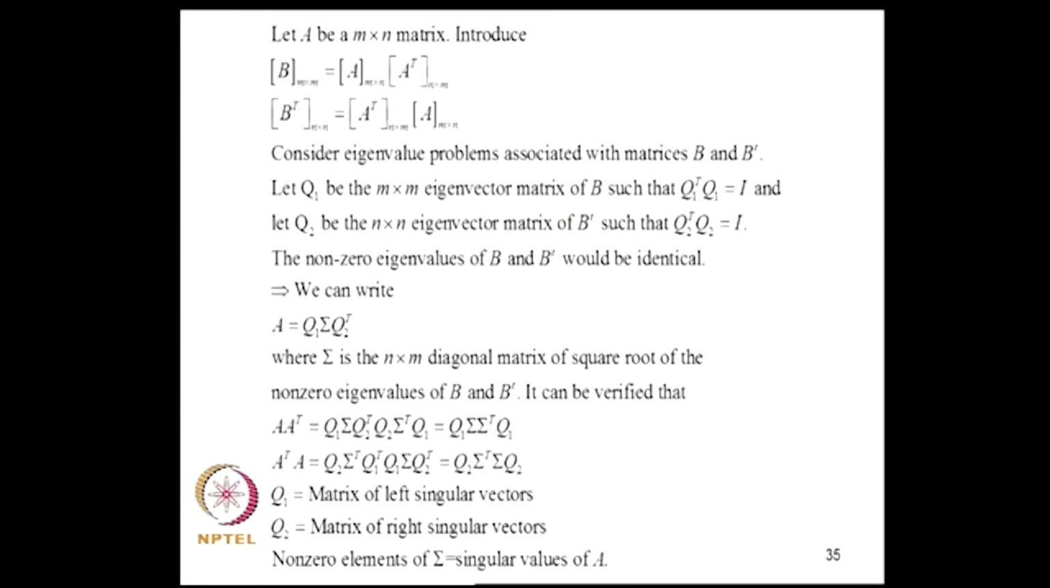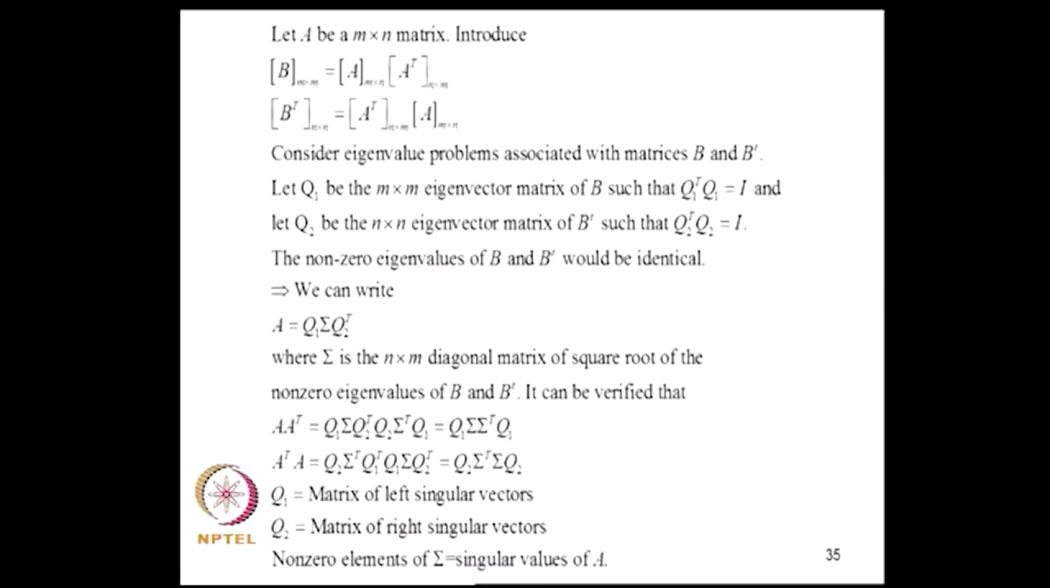So what we do is we define two matrices. B is A into A transpose. Suppose A is m cross n, B will be m cross m and B transpose will be n cross n. So we can do eigenvalue analysis on B and B transpose, and we can find the m by m modal matrix Q1 for matrix B, and that will have this orthogonality relation. Similarly, Q2 is the n by n eigenvector matrix of B transpose so that Q2 transpose Q2 is I.